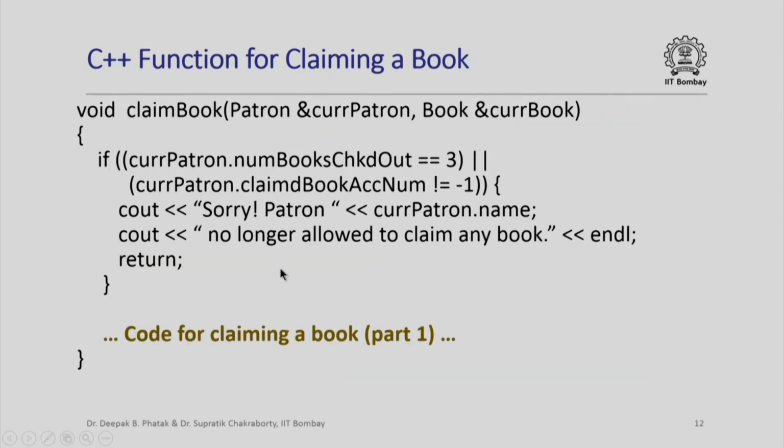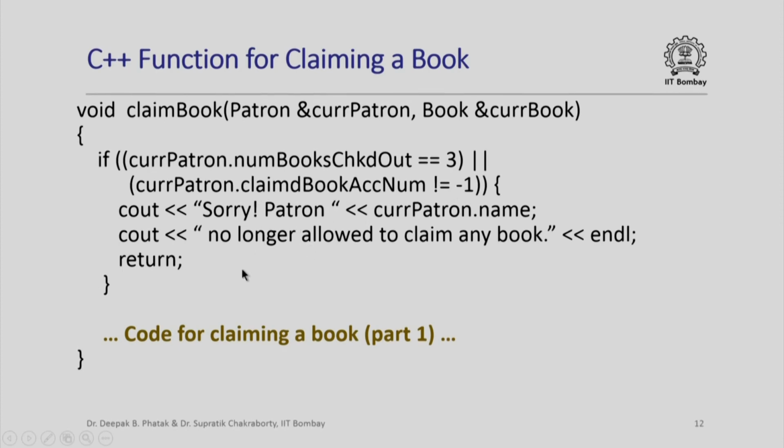So, how does the code for claim book look like? Well, here is an initial part of the code. Here we are first checking if the number of books checked out by current patron is already 3. If that is the case, then we cannot allow the current patron to claim any book any further, or if the current patron already has laid claim to a book. So, if the claimed book accession number of current patron is not -1, then she has already laid claim to some other book. So, we cannot allow the patron to claim any other book.